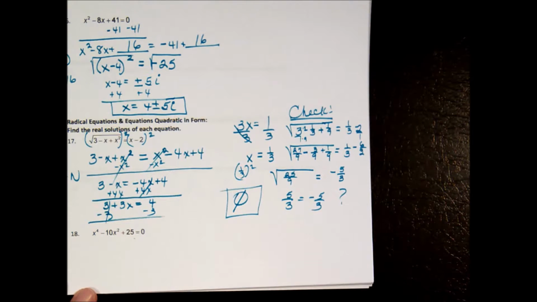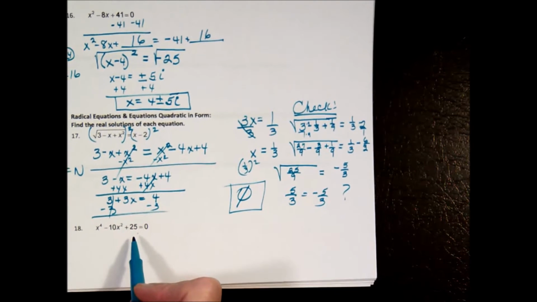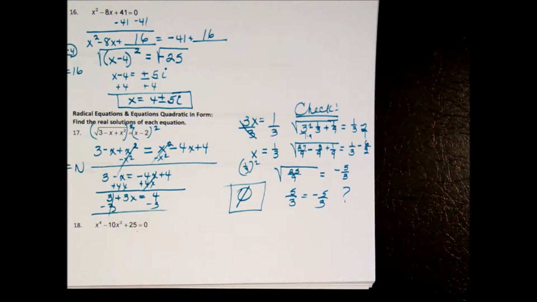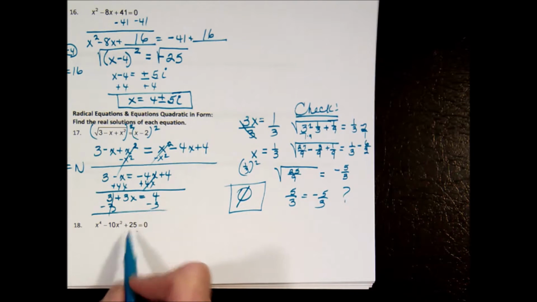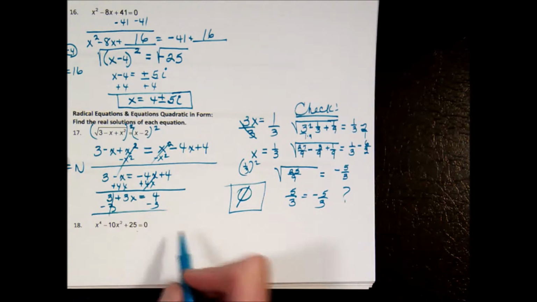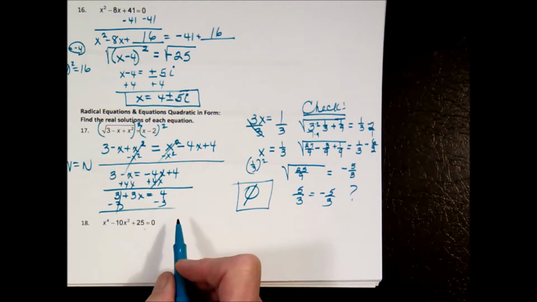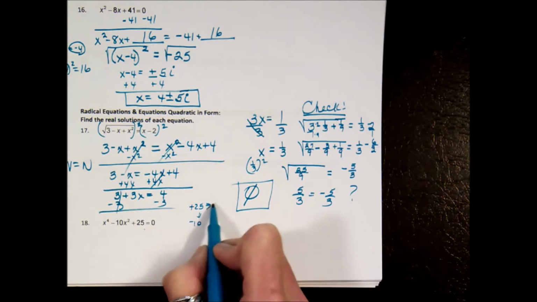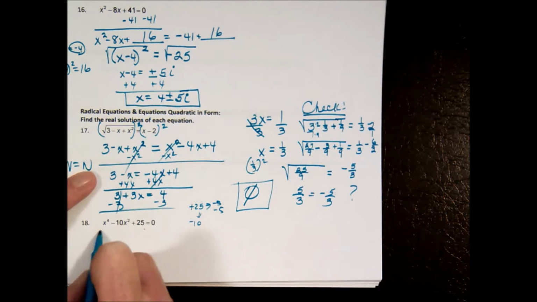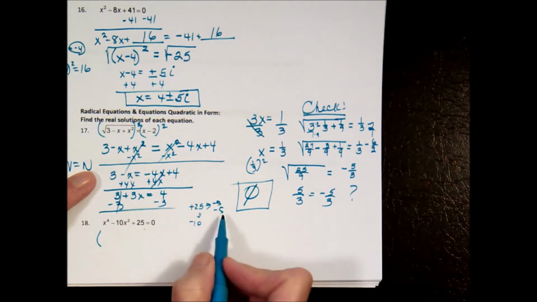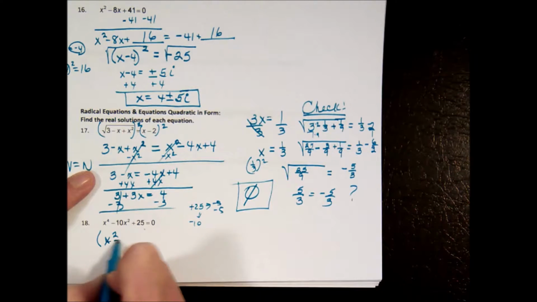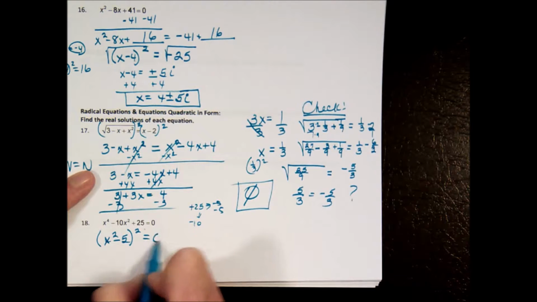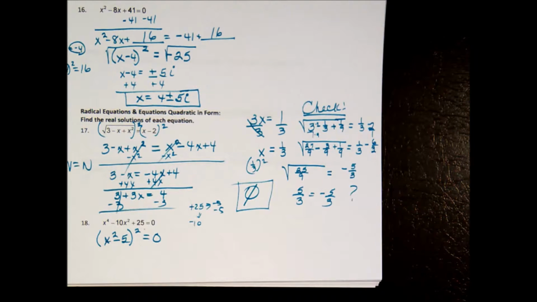On this next one, what we have is x to the fourth minus 10x squared plus 25. Now you may be bothered by that x to the fourth, but this is a perfect square trinomial. It's a simple trinomial, if you want to think of it that way, looking for factors of 25 that combine to make negative 10: negative 5 and negative 5. But it's not going to be x minus 5 times x minus 5. It's going to be x squared minus 5 times x squared minus 5, or x squared minus 5 squared.